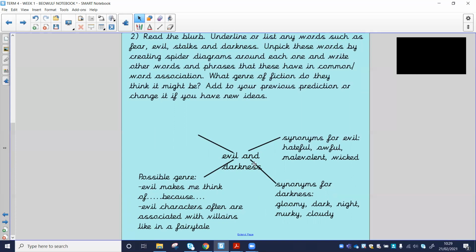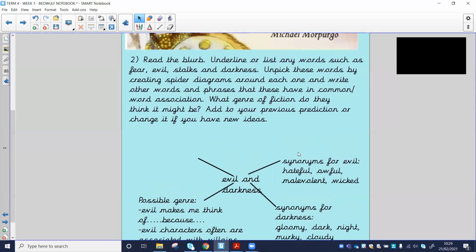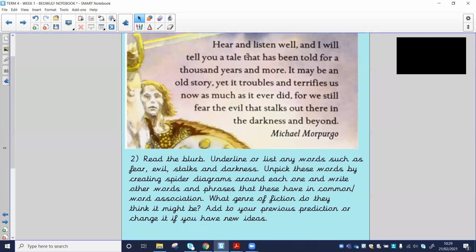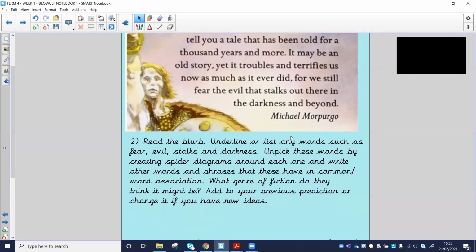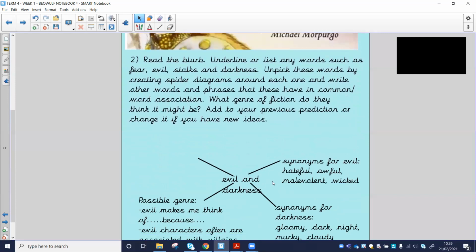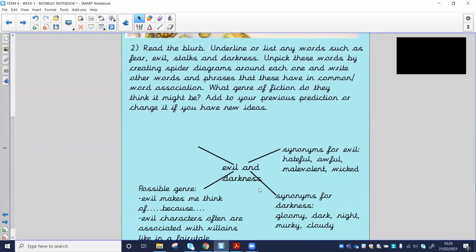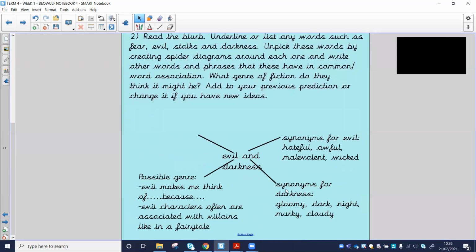Try and unpick the words you choose. You might want to carry on with my evil and darkness example. You might want to do fear, stalks, beyond, tale. There might be another word in here. Troubles and terrifies us. There's a nice little alliteration there. You pick whichever ones you like. You might want to do one for evil and then a separate one for darkness. It's up to you, really. It's however you would like to work.